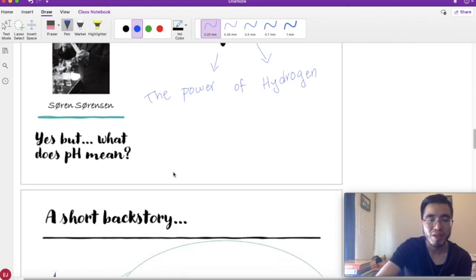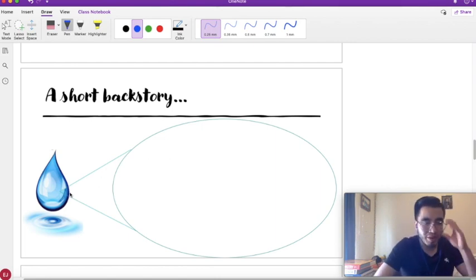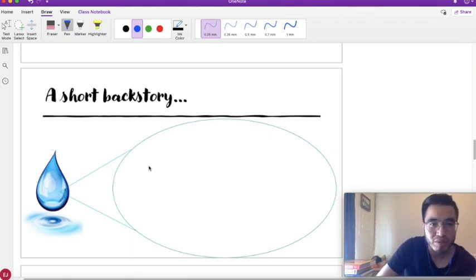So let's continue with a short backstory before we go over exercises and the application for pH. Let's pretend we can zoom in on this water drop to the molecular level. We have two water molecules. I'm going to use Lewis dot structures. So we have one water molecule here. Don't forget about the electron pairs. And then you have this other molecule here.